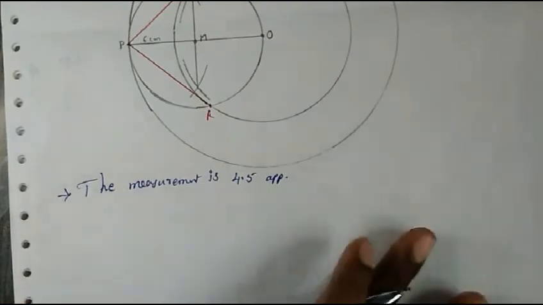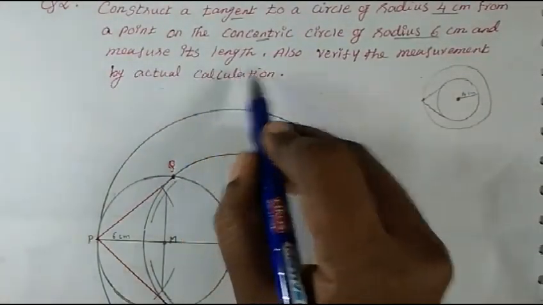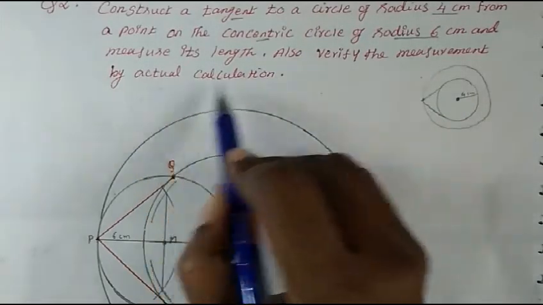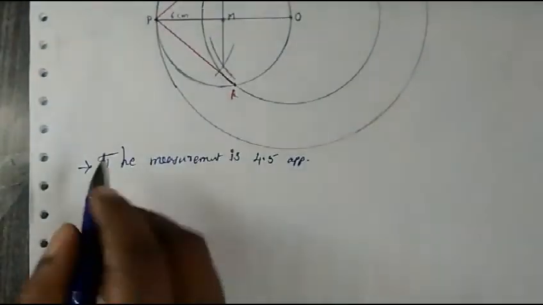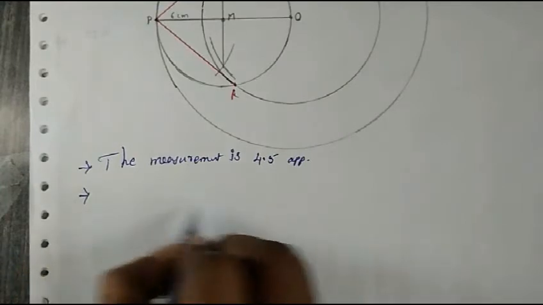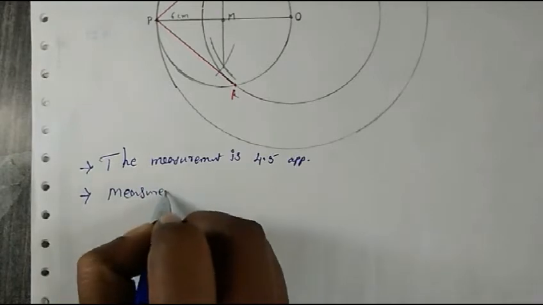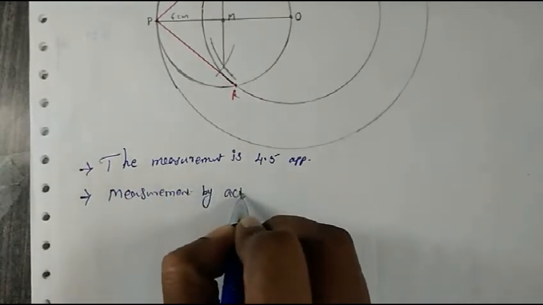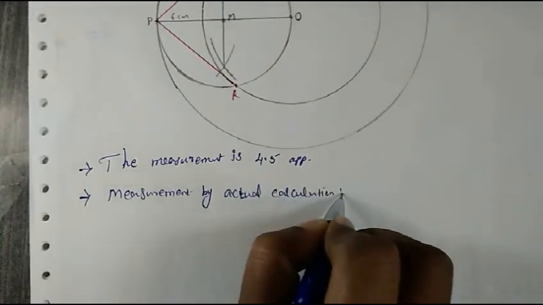So now what we have to do? Measure its length. We have measured. Also verify the measurement by actual calculation. So by actual calculation also we have to verify. Okay, so measurement by actual calculation.